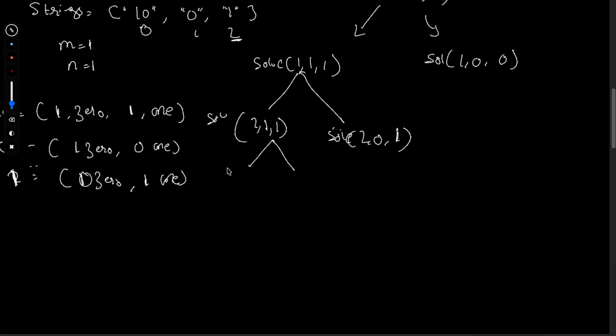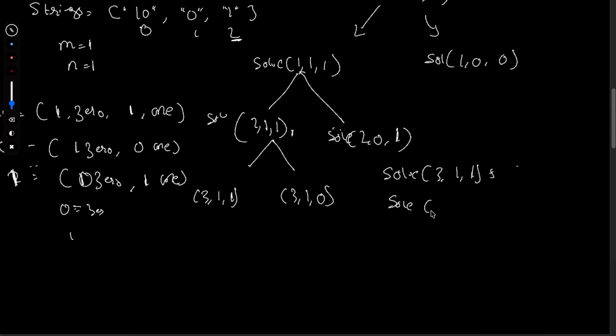Okay, considering 1, so zeros are zeros. If we skip 0, considering 1, 0 is 0 and 1 is 1. So if we skip this, it's 3 1 1, and if we take this, 3 1 0. Okay, so solve of 3 1 1 is end, so we are going to return 0. So solve of 3 1 0, it's end, so we are going to return 1, and here 0.